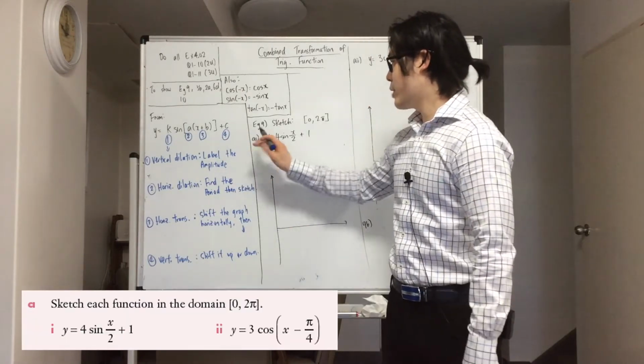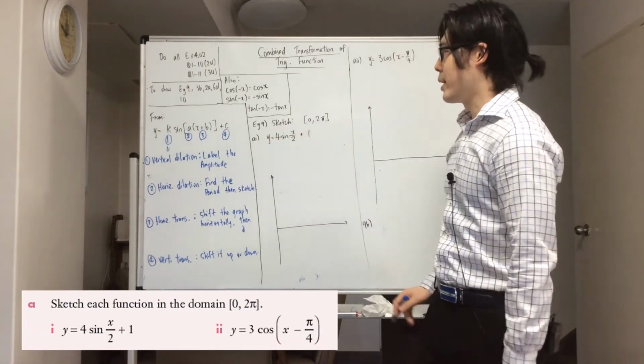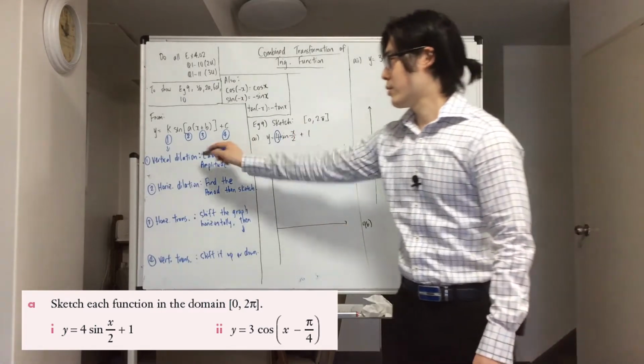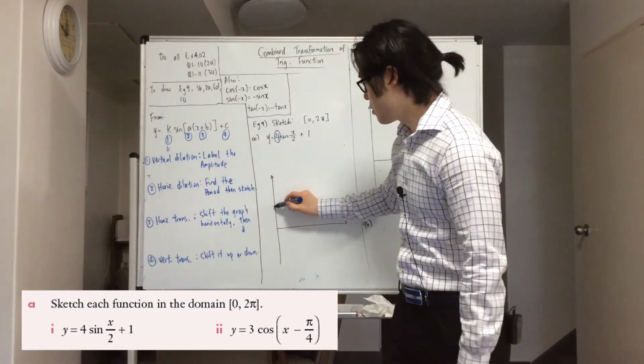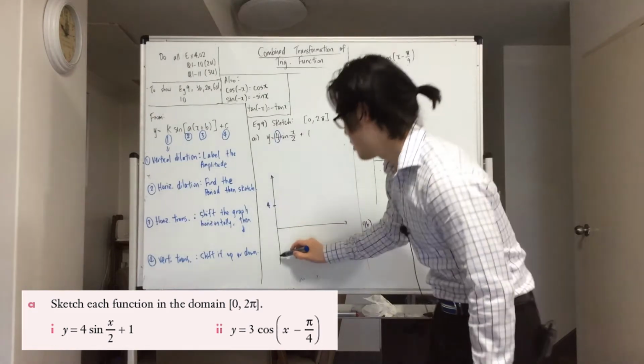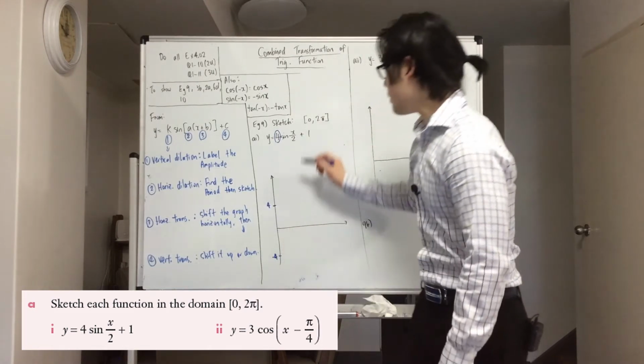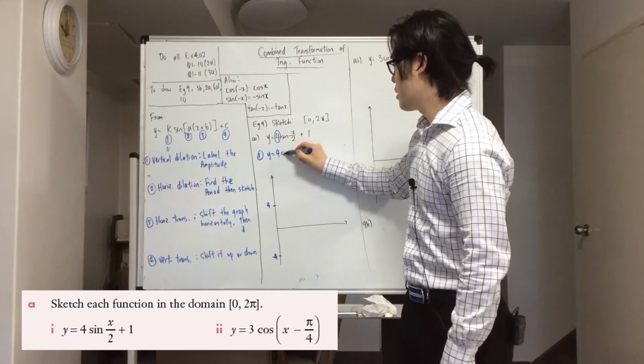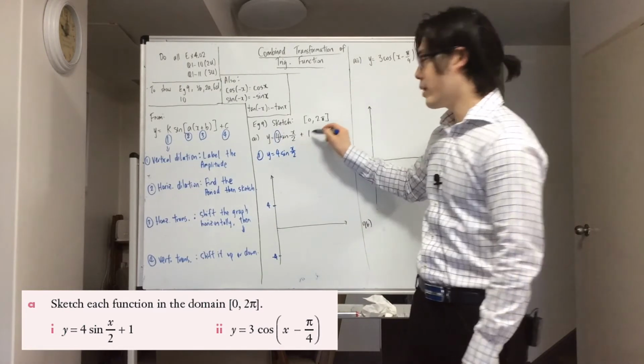The first thing when you have a whole bunch of things combined is to always just label the amplitude, which is your vertical dilation. So that's the easy part. So I'll just label that here, 4, and minus 4. And I'm going to start off by sketching this, okay, without the shifting yet.